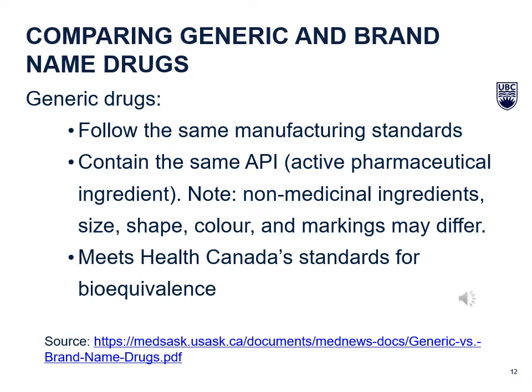So are generic and brand name drugs exactly the same? When patients ask this, we normally tell them that generic drugs follow the same manufacturing standards as brand name drugs. Generic drugs contain the same API, or active pharmaceutical ingredient, as the brand name. However, generic drugs may have different non-medicinal ingredients, size, shape, color, and markings. Generic drugs also meet Health Canada's standards for bioequivalence. If you'd like more information on generic versus brand name drugs, there's a link to an excellent article from the College of Pharmacy and Nutrition at the University of Saskatchewan.